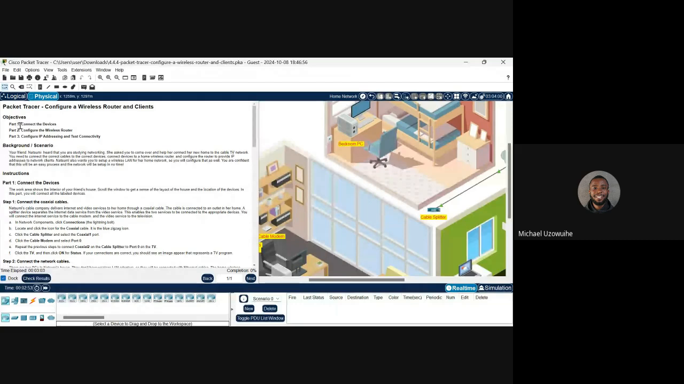Then we connect the wireless router and then configure IP addressing. Though I've not taught you IP addressing, IP addressing is more like the unique identification for every device, a unique number given to identify every device that has to communicate or be part of a network.